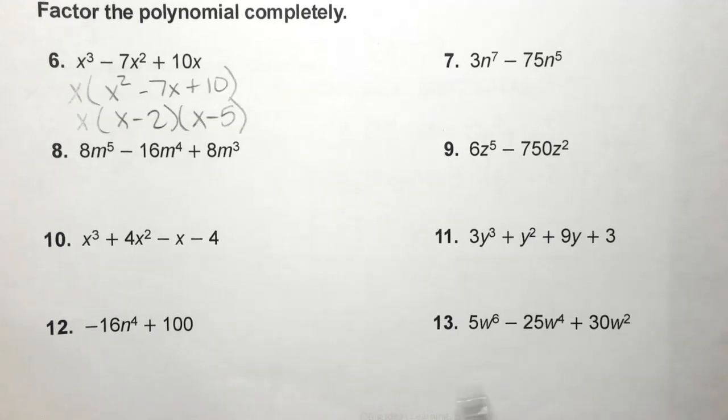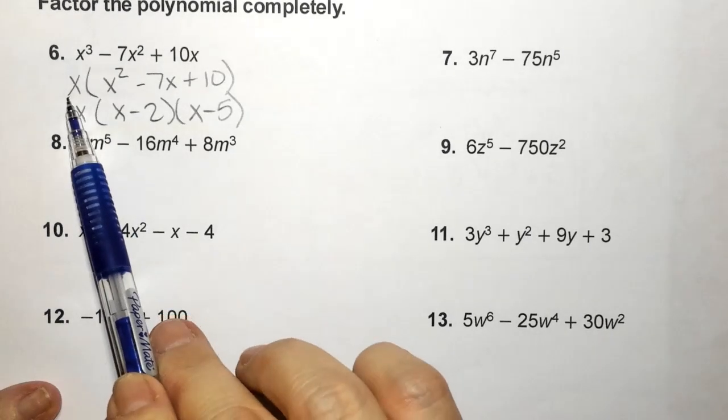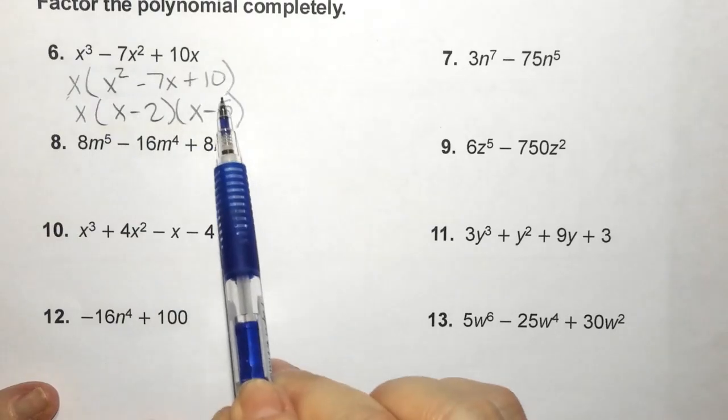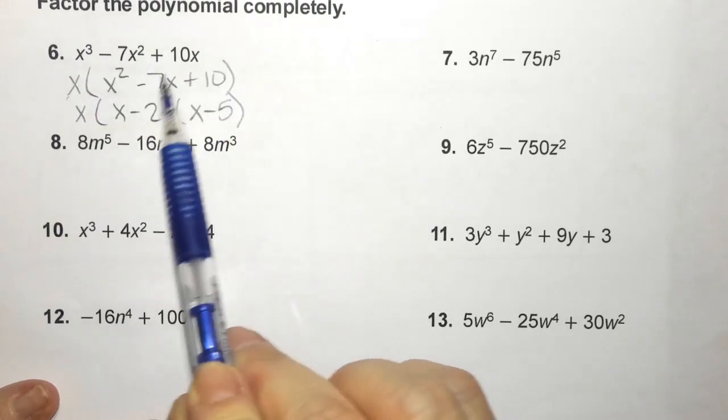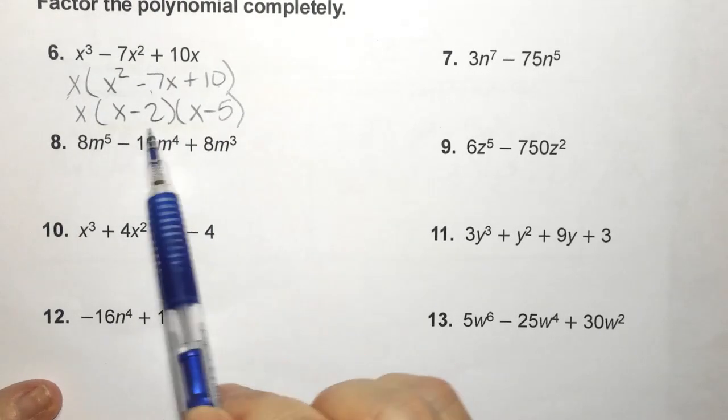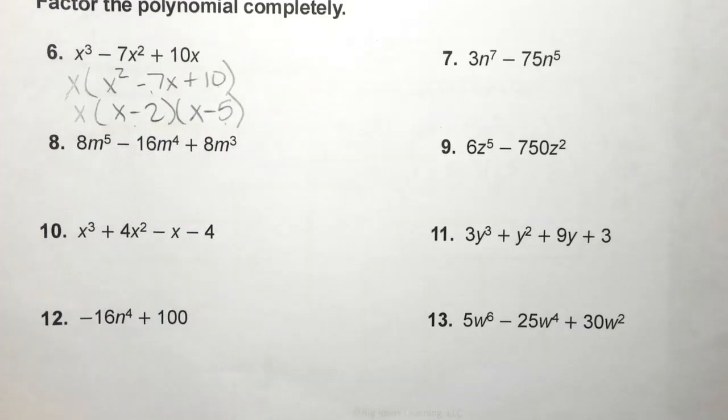All right, so here's number 6. Started off factoring out the x, left us with this. Thought about two numbers multiplied to give me positive 10, that add to give me negative 7. And so that's how I got that part. So now I'm going to do number 7 if you haven't tried that one already.